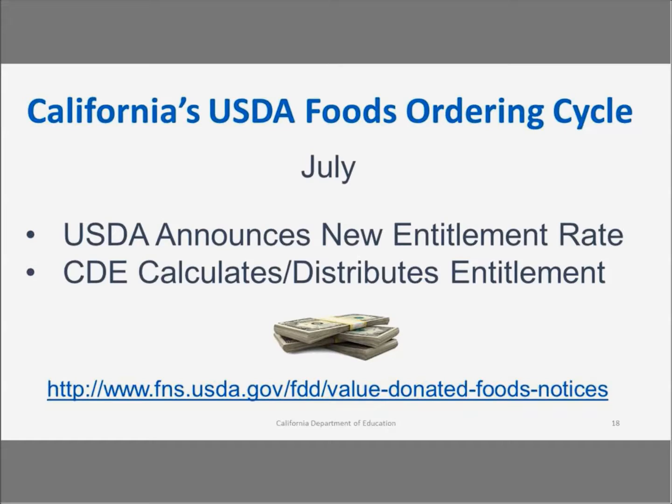In July, the USDA will announce the new entitlement rate for the new school year. The CDE calculates and distributes the updated entitlement to all participants. This may result in an increase or decrease to a participant's entitlement depending on the meal rate change. This is one of those adjustments to the entitlement rate that we mentioned a few slides back. The CDE will then allow agencies to order more food if their entitlement has increased and will assist agencies that may be overspent by adjusting orders accordingly.